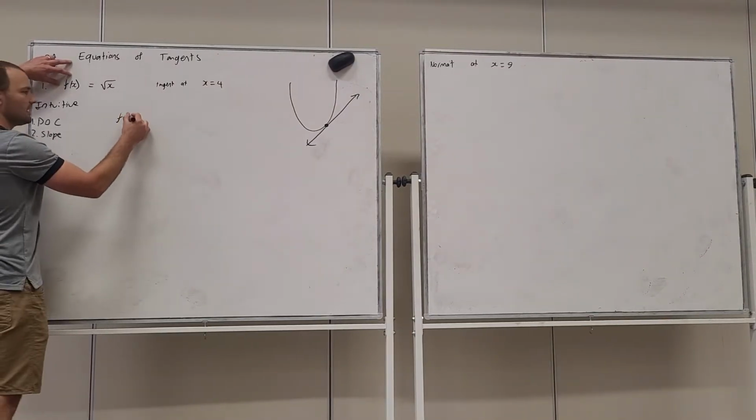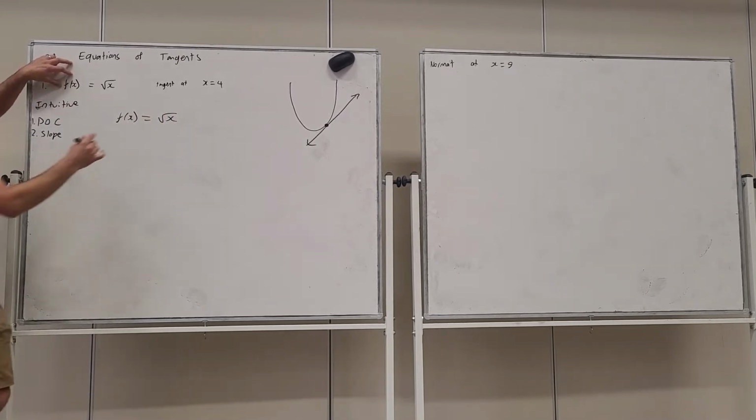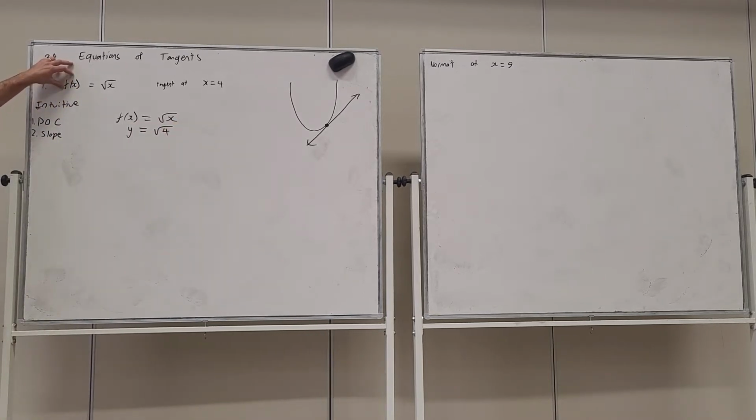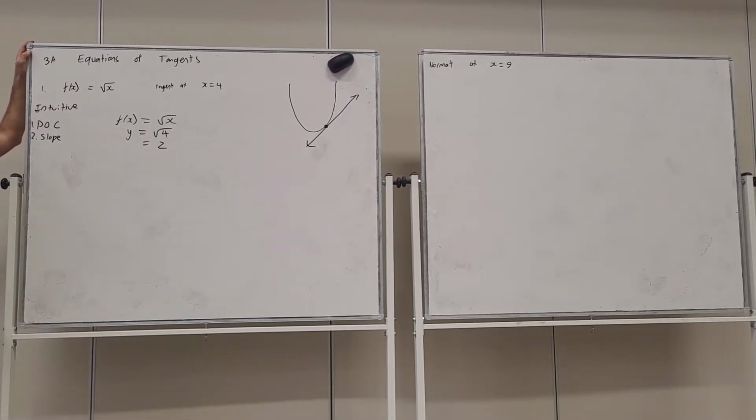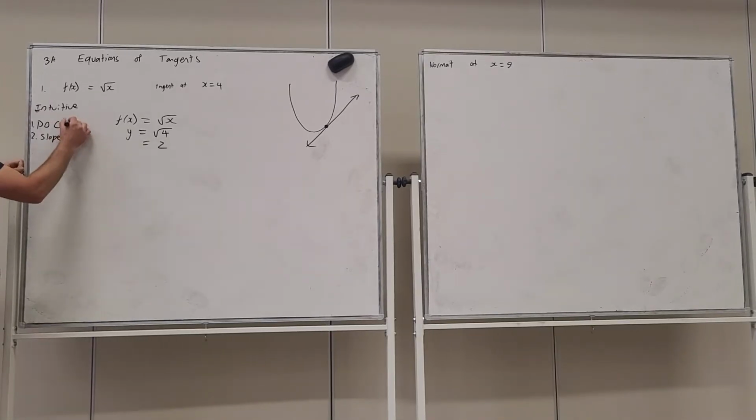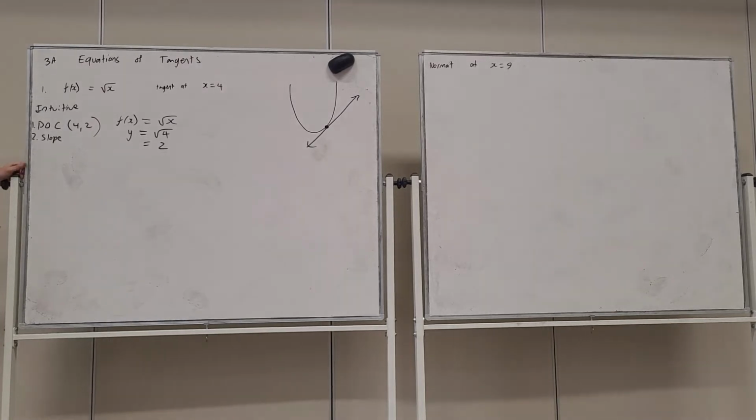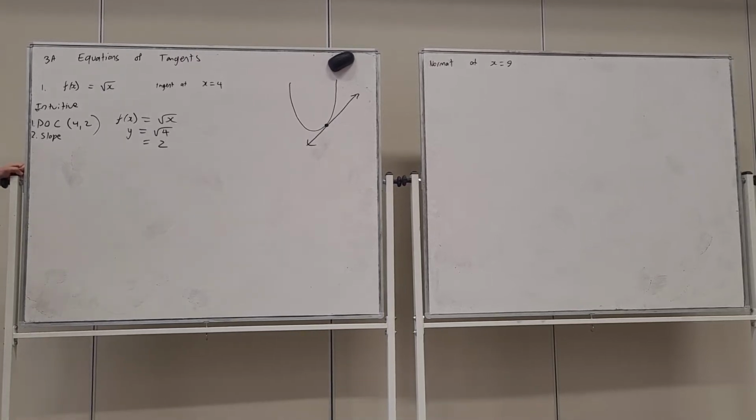Well, our function is the square root of x, and so our y value then is going to be the square root of 4. We want to know what is the y value when x is 4, and so we'll get 2. Alright, we don't consider negatives when we're performing an equation of tangent. So we've got x is 4, y is 2. We've got our point of contact. Next, we need to know the slope.